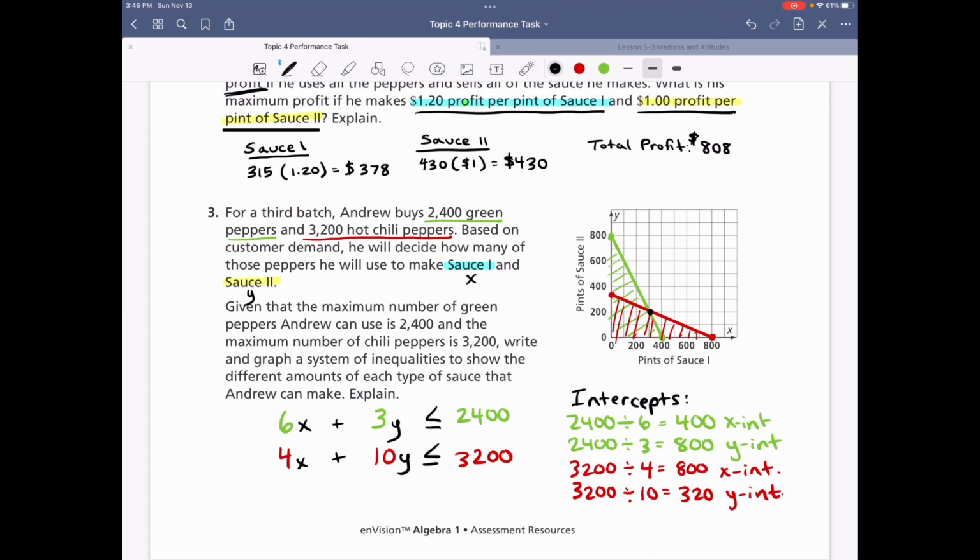And we could say he could make 300 pints of sauce 1, 200 pints of sauce 2, because that's the point where they cross. That would give him the maximum use of his peppers, but he could also make 100 and 100. Or if they're liking sauce 2 better, he could pick this point right here, which would be 100, 300. Or if they're liking sauce 1 more, he can pick a point that's over here. That would be more pints of sauce 1 versus pints of sauce 2.